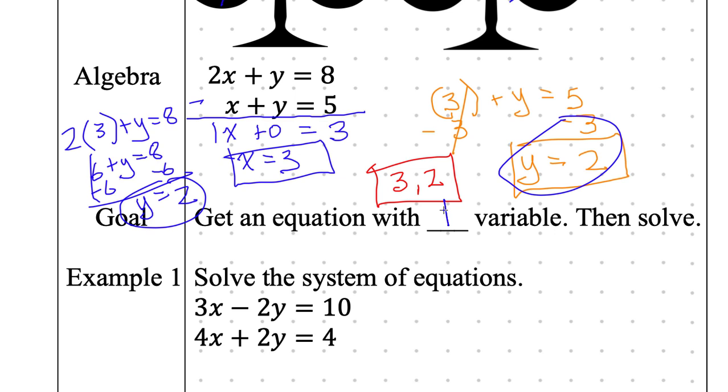Every single time, somehow you need to get a strategy. Graphing doesn't really get you one variable, but graphing just immediately solves it. We could do substitution to get one variable. We could do elimination to get one variable. Somehow just get one variable and then solve. And that's what we just did up here. We didn't even have to solve it. It was already solved for us.